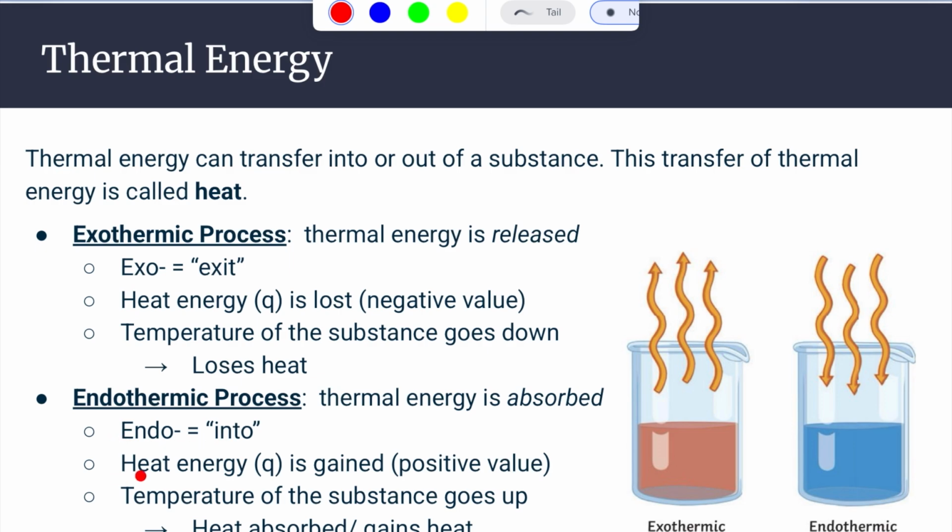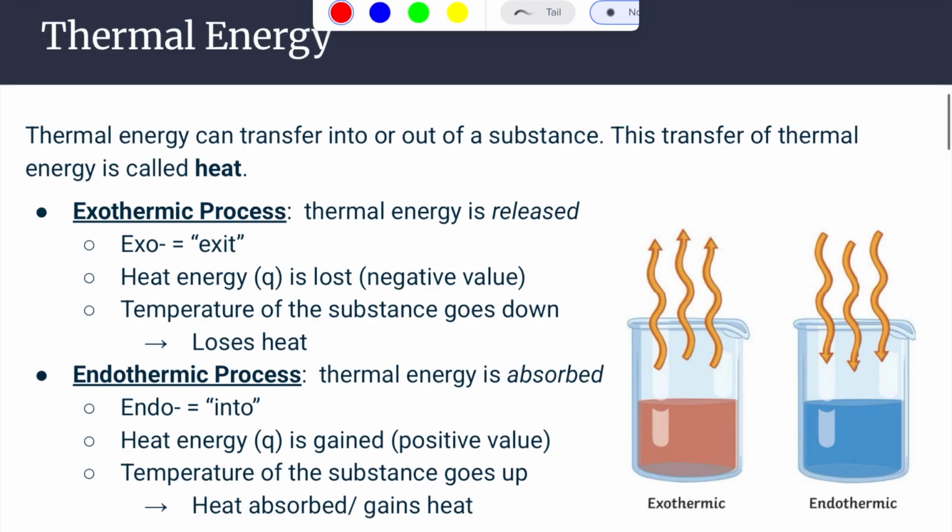Endothermic is into that, Q value would be positive, and so the temperature of the substance is going to go up because that heat is being absorbed or gained by whatever that substance is.